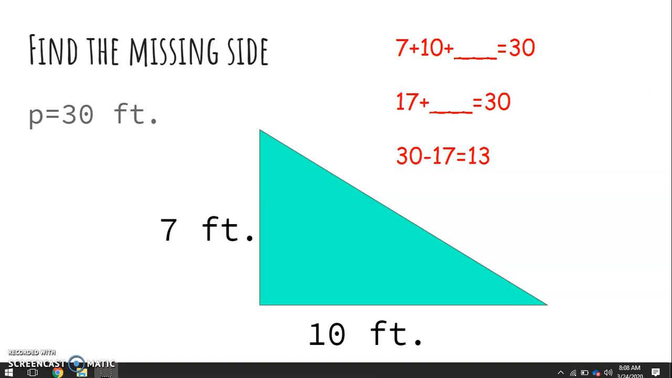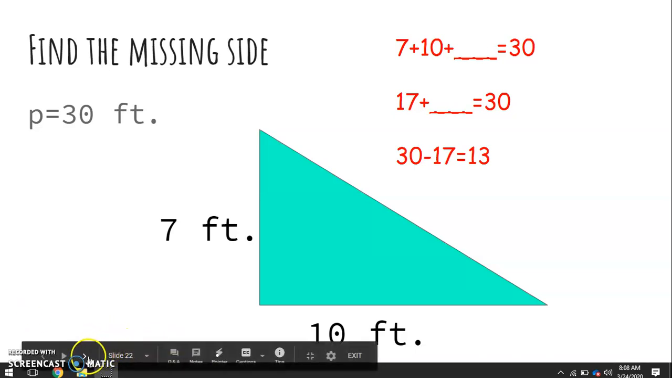So here I'm showing my work. So what I had to figure out was, okay, if I add all the sides, 7 plus 10 plus blank would give me 30 for the perimeter. If I add my 7 and 10 together, that gives me 17. So 17 plus blank equals 30. Well, one way to do that would be to do 30 take away 17, which gives me 13. So 13 feet would be the missing side. Another way is you could take 17 and keep counting up until you reach 30. So that's how you find the missing side.